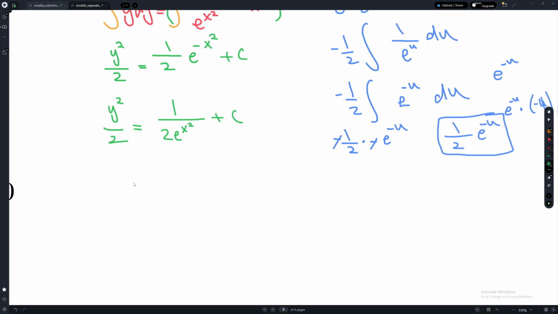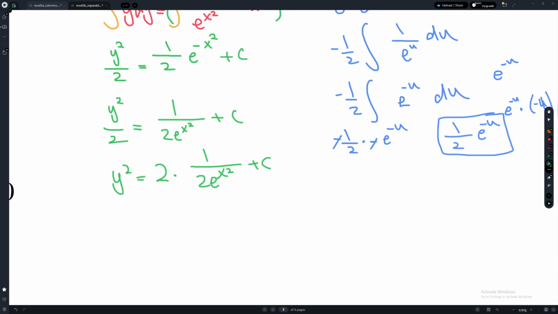Okay? Now the next step is to simplify this further in terms of y. Remember before, it was an implicitly defined function, and we had multiple y's, so we couldn't get it in terms of y. But when it comes to this, we could. So how would we get this in terms of y? Here's what we could do. We could multiply this by 2. So we have y squared equals 2 times 1 over 2 e to the x squared plus c.